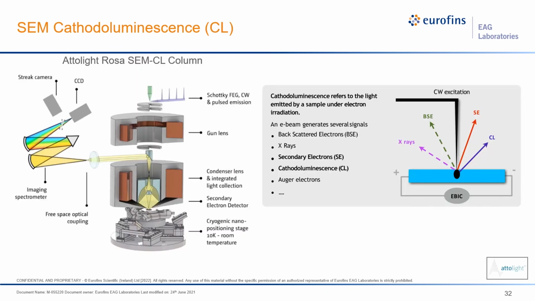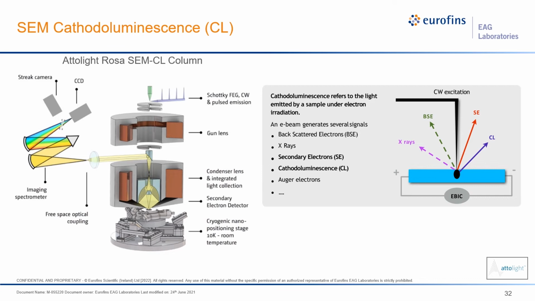And so cathodoluminescence, as I mentioned, is the light that's created from the interaction of high energy electrons with our semiconductor sample. As we inject electrons into that sample, electron hole pairs are formed, and then they recombine and give off light. And this is just one of the signals that we can collect. Typically in an SCM, which is the type of instrument that we're using here, we also collect the secondary electron signal.